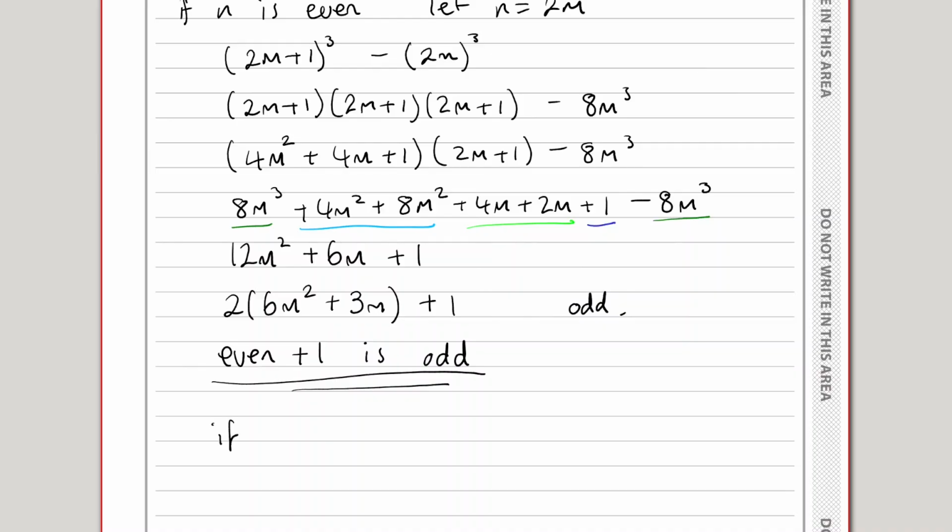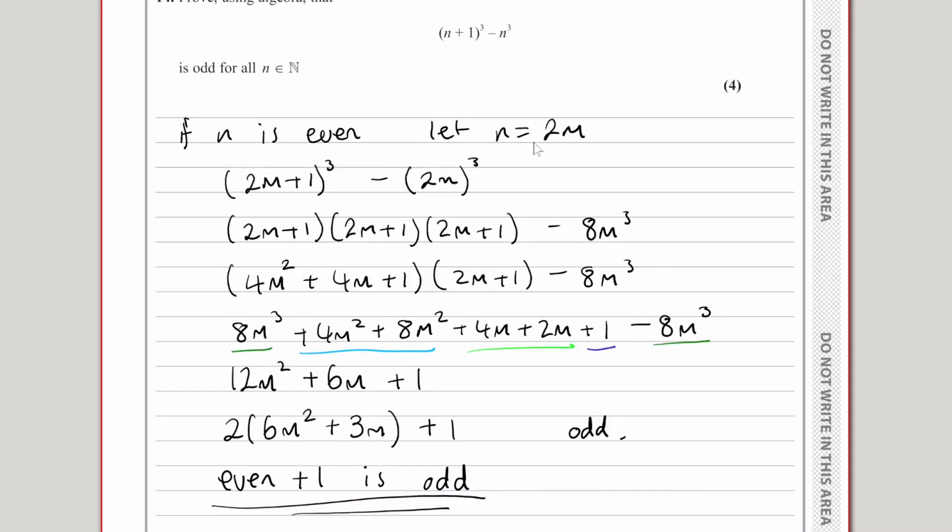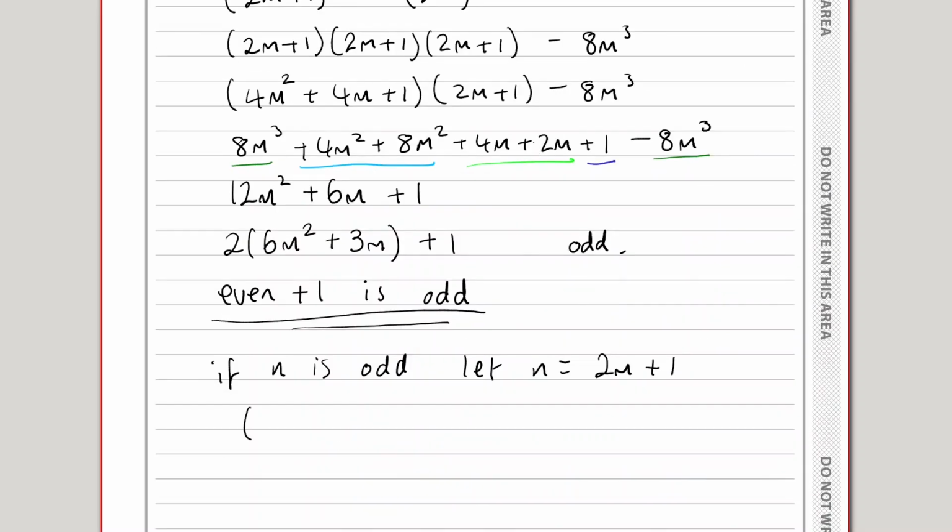Then if n is odd, that's the other option. If n is odd, we can let n equal 2m + 1. So an even number plus 1 is an odd number. So I'm going to have (2m+1+1)³ minus (2m+1)³. I've just done the expansion of (2m+1)³, so I don't have to repeat that. But I'm going to have to do this expansion.